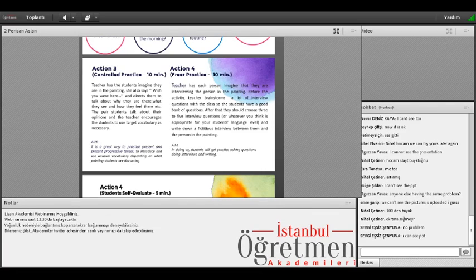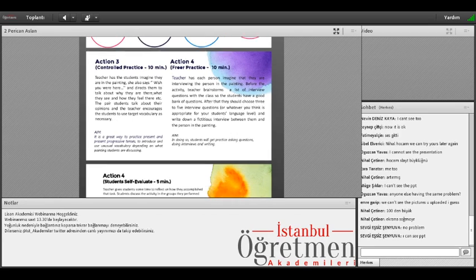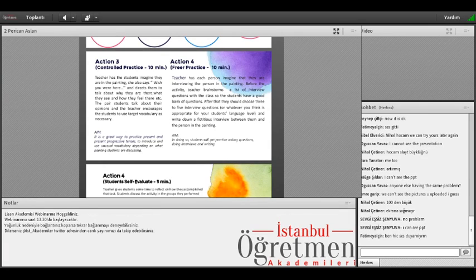Yes, next part, it is freer practice than the others. Teacher has each person imagine that they are interviewing the person in the painting. Before the activity, teacher brainstorms a list of interview questions with the class so that the students have a good bank of questions. After that, they should choose 3 to 5 interview questions, it depends of course, and write down a fictitious interview between them and the person in the painting.